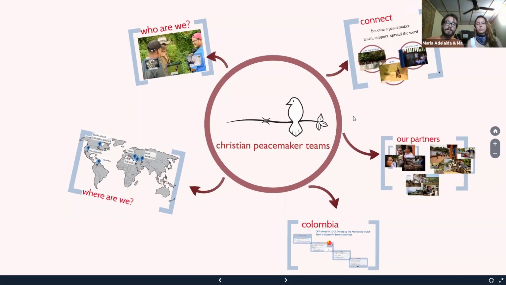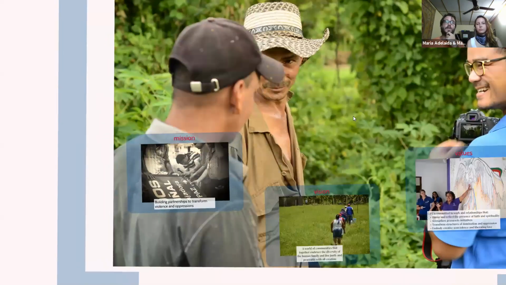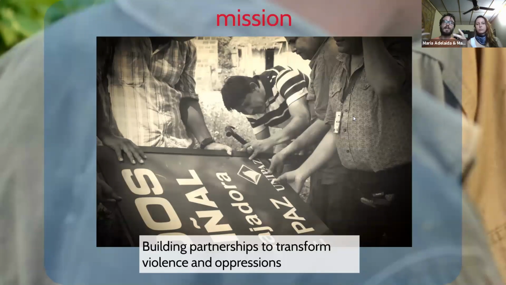So since then, CPT has been evolving and growing and changing as a living organism, perhaps, and also developing what we call the mission, vision, and values. We want to share that with you so you have a brief idea of what CPT is in general, right? Not only CPT Colombia, but CPT in general. So the mission of CPT is about building partnerships to transform violence and oppression.